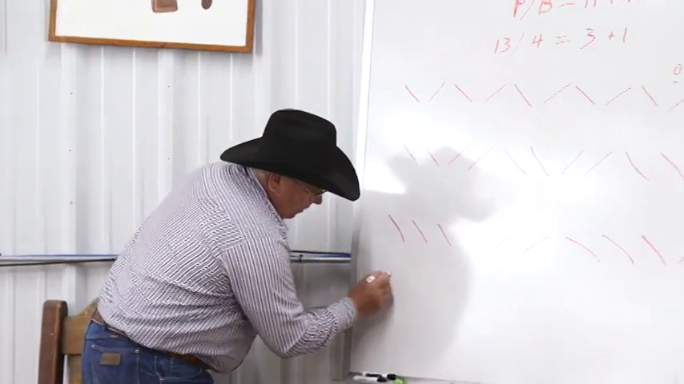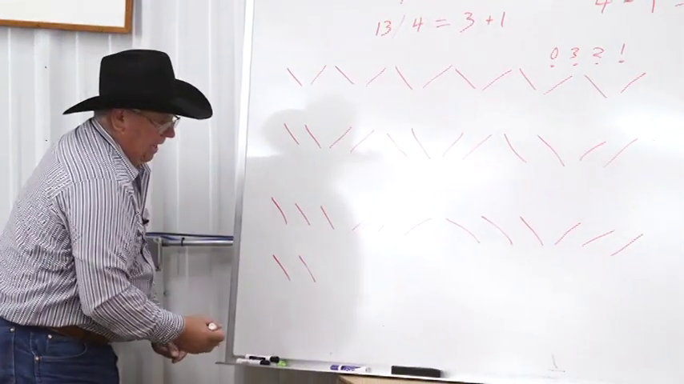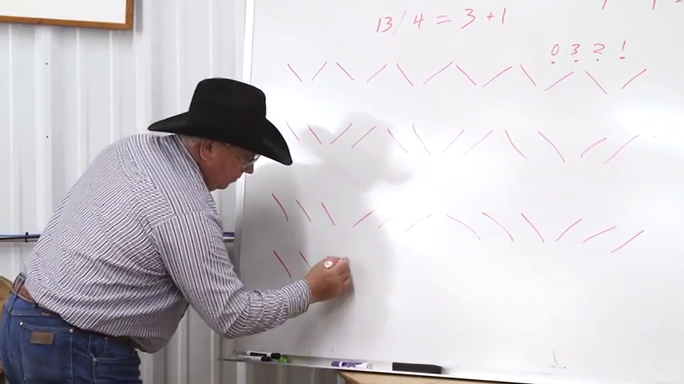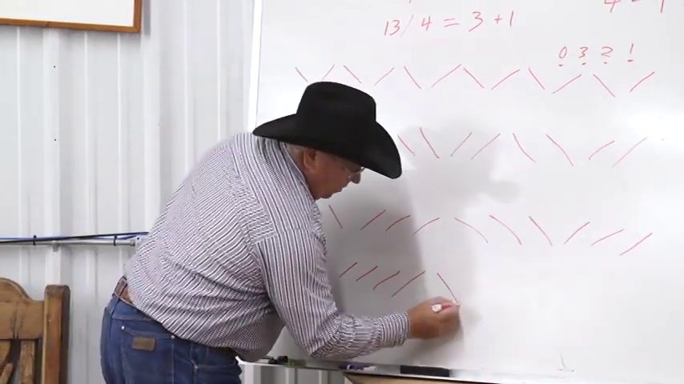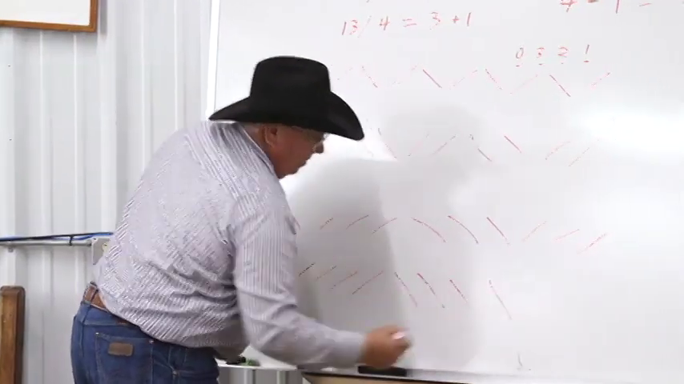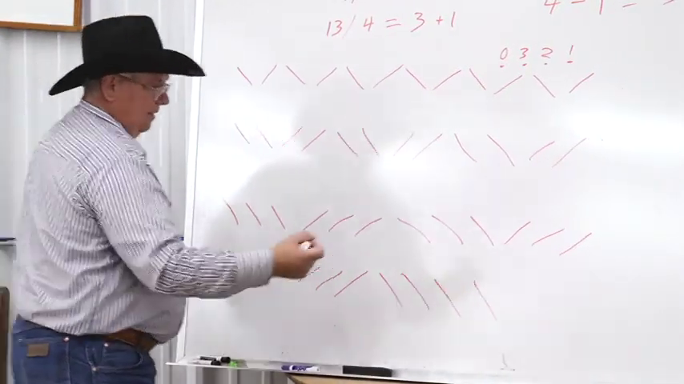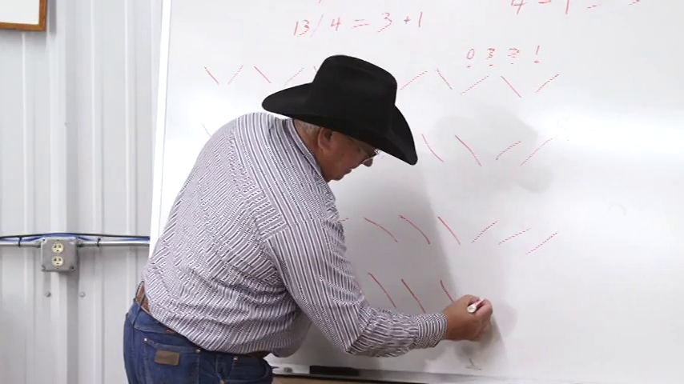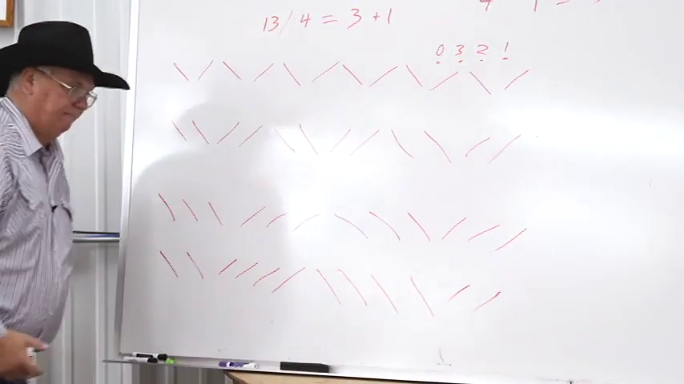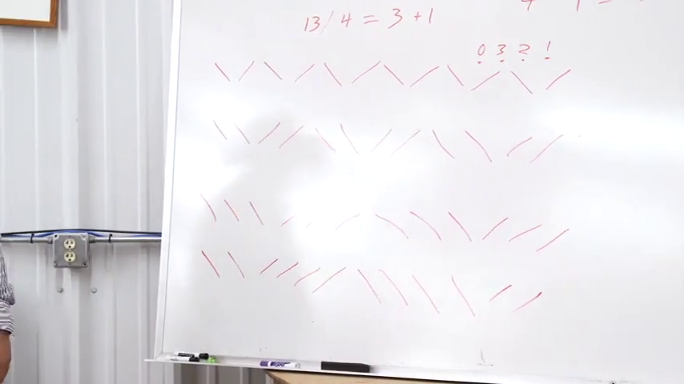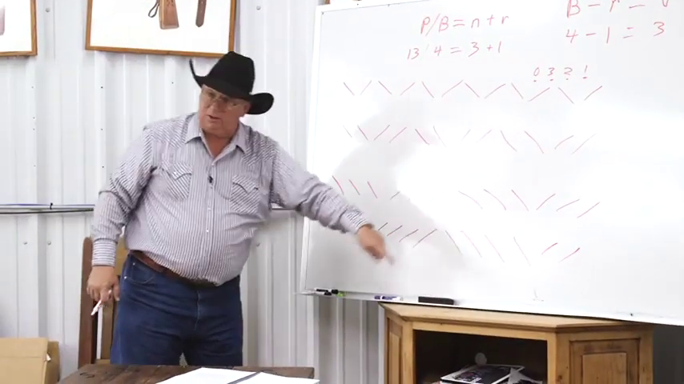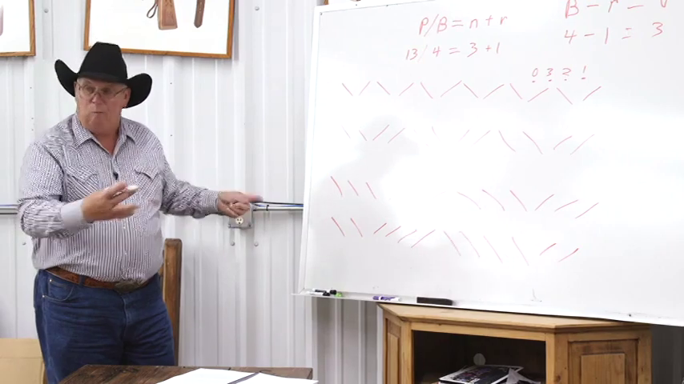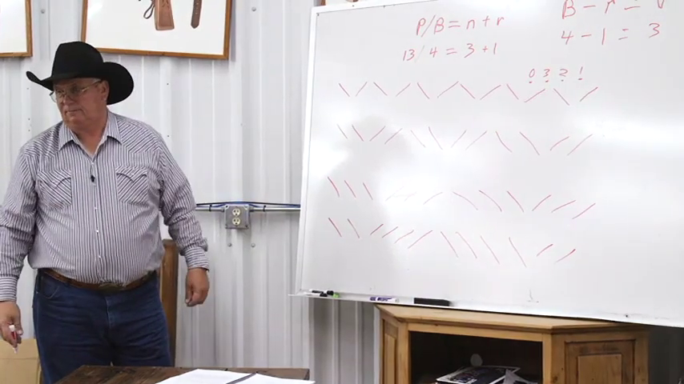under 2 on the edge, and then 1, 2, 3, 4. 1, 2, 3, 4. So that's 8, 9, 10, and 11, 12. We can tie that knot with that pattern. We can make that pattern any way we want to, as long as we've only got 12 marks that come out to be 13.